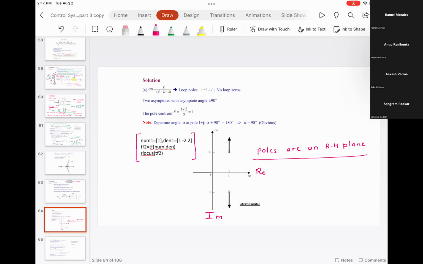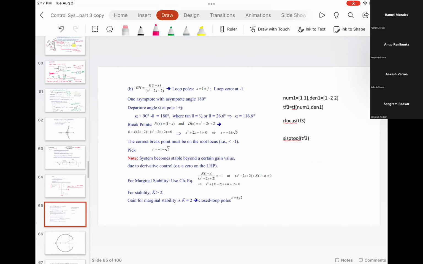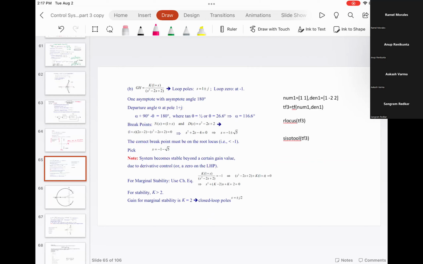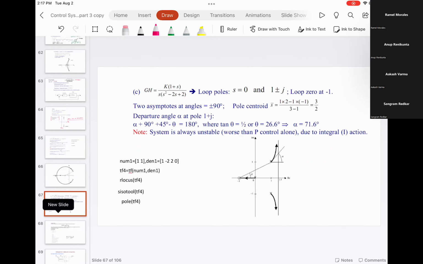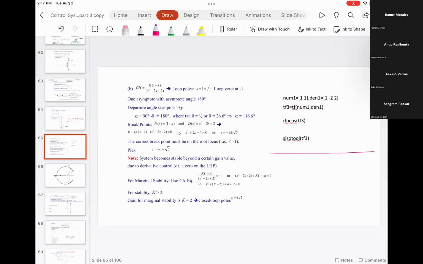The next part, what we want to do is come up with some type of design that would actually help us design the system. So the first question is, using proportional control. If I use a proportional control, this proportional control would look something like this. s squared minus 2s plus 2.